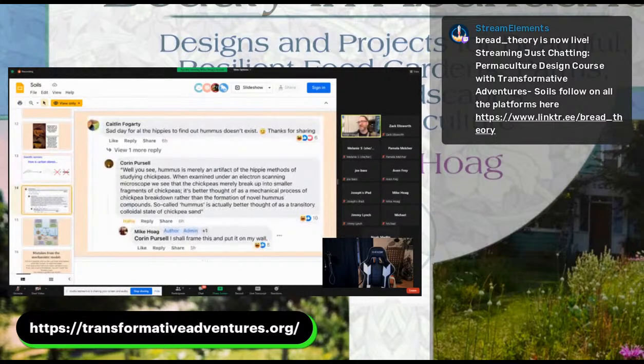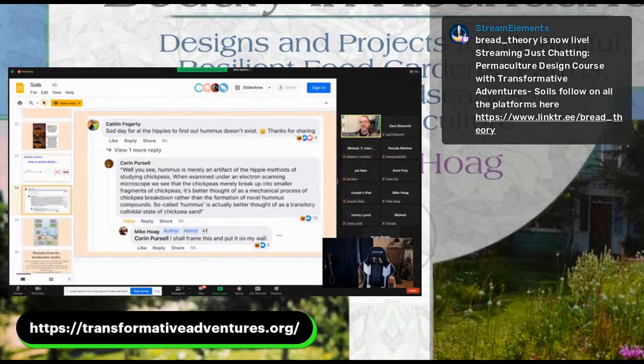So I kind of like this to pick up on Noah's joke about hummus made of chickpeas, not to be confused with humus. Here, Caitlin and the Transformative Ventures group picked up the joke and said, sad day for all hippies to find out that hummus doesn't exist, when I shared some of the studies showing that humus doesn't exist. I just love this comment so much because he nails the idea with humus too. Well, you see, hummus is merely an artifact of the hippie methods of studying chickpeas.